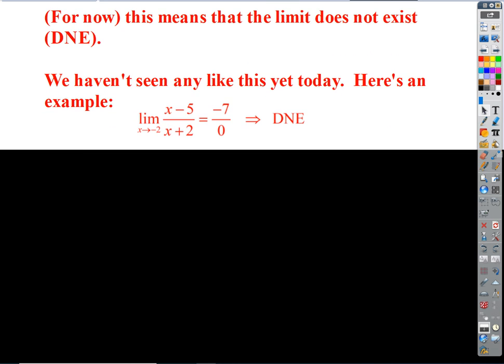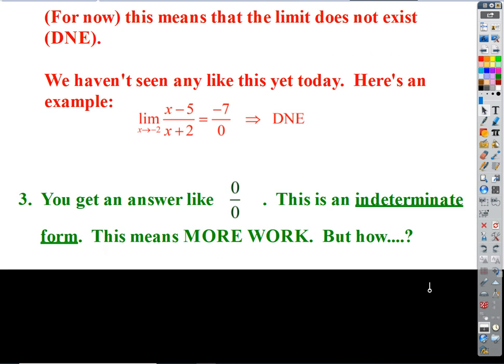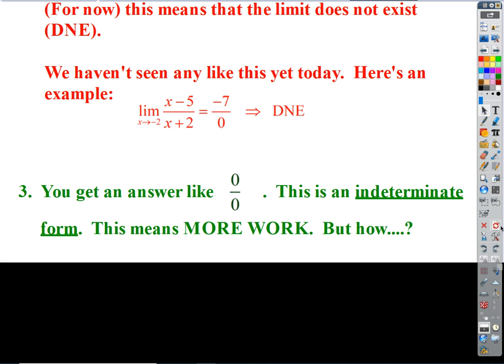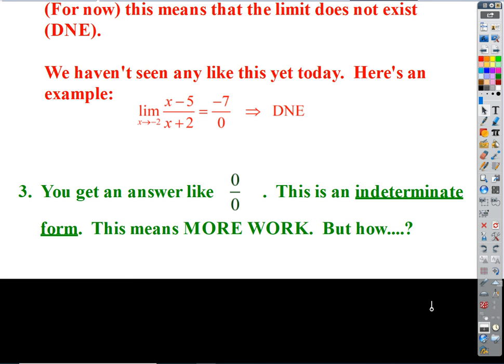Here's the other possibility. You get an indeterminate form. You get an answer like 0 divided by 0, which is one of many indeterminate forms in math. Now, an indeterminate form is exactly that. We don't know what the answer is. We're going to have to do something else, which involves some algebra. We're going to have to do something else to figure out what the answer actually is. So this is the only one that really involves doing anything, so let's focus on the third type.